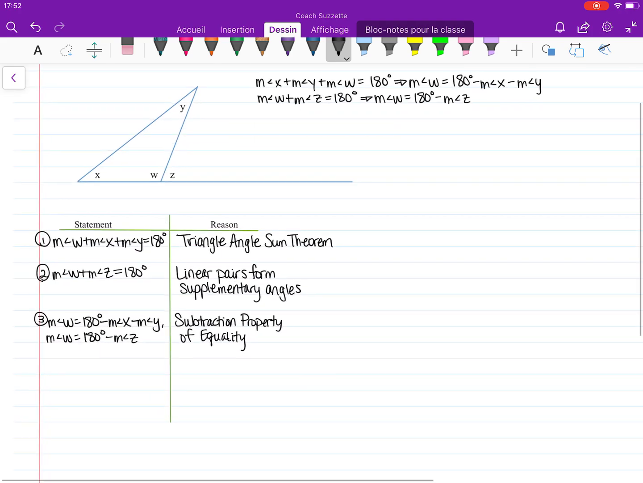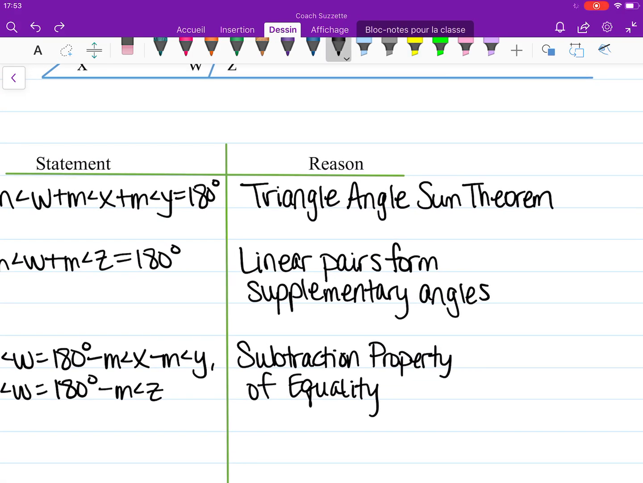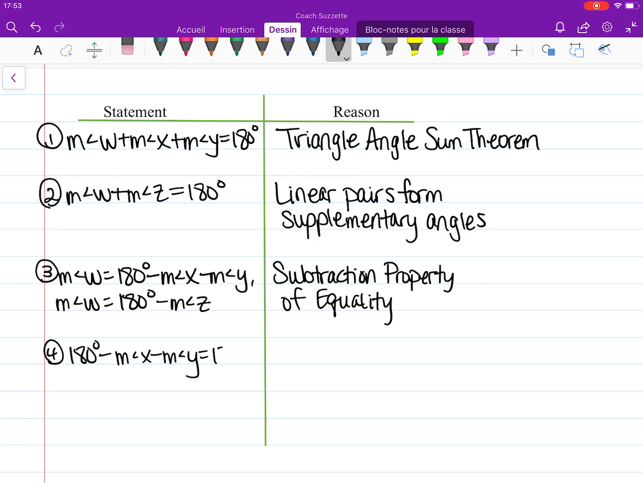Okay. So if we have this is equal to something, and this is equal to that same something, then it must be the case that these are equal to each other. That's what transitivity tells us. So let's write that down next. So we're going to put these equal to each other by transitivity. 180 minus the measure of angle x minus the measure of angle y is equal to 180 minus the measure of angle z.